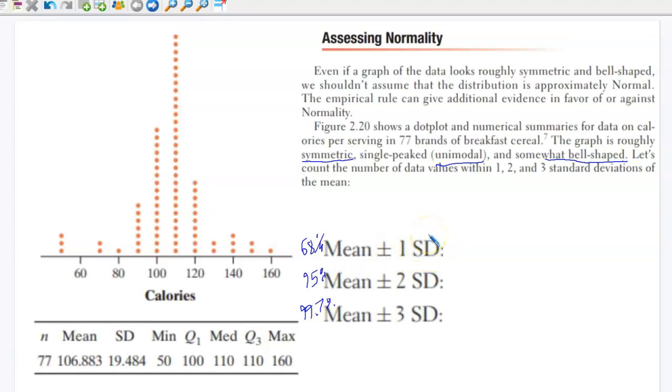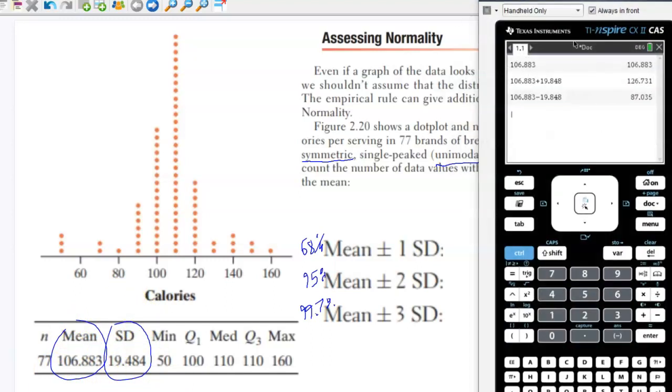So if you look at the given mean here and the standard deviation, if you add and subtract that from the mean, we get these two numbers, 126 and 87. That's within one standard deviation, 126 and 87. So 87 is right around here. 126 is right around there. So all of these data values are within one standard deviation.